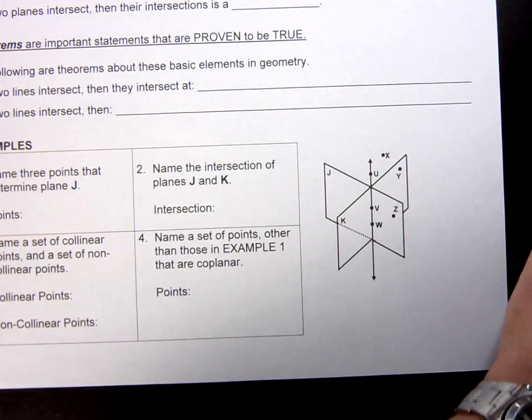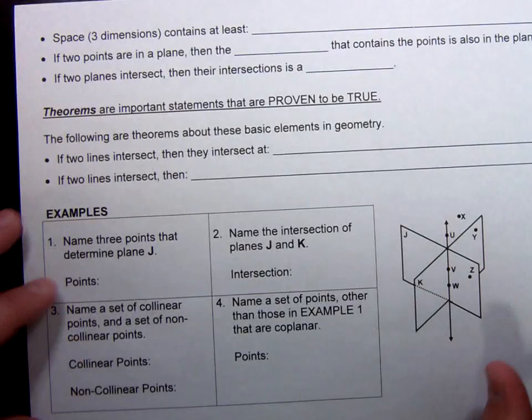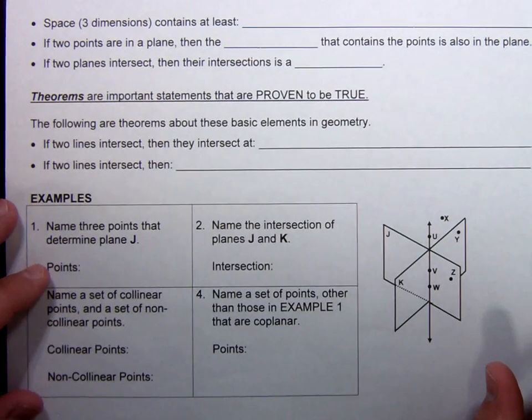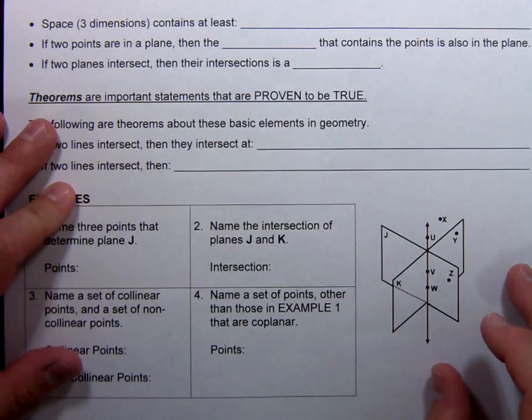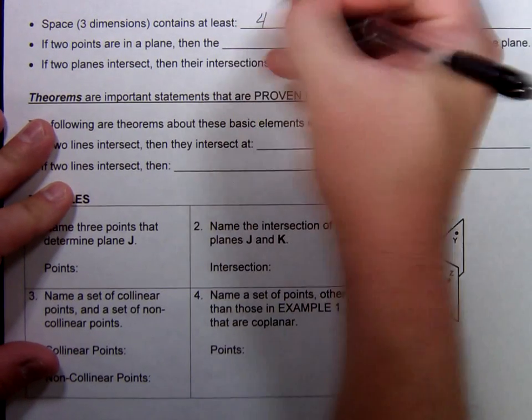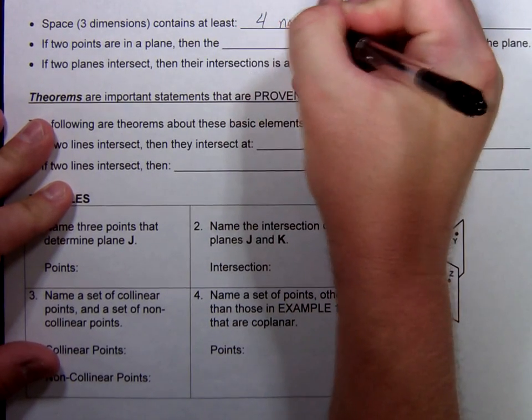Alright, space is a 3-dimensional thing. Okay? Just think of the air in the room. It's a 3-dimensional thing. And 3-dimensional space contains at least 4 non-coplanar points.